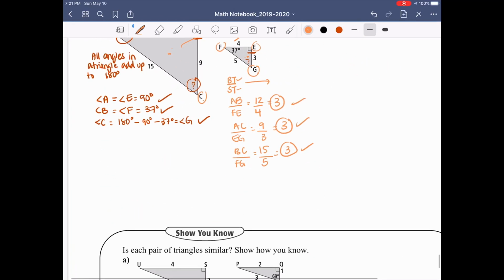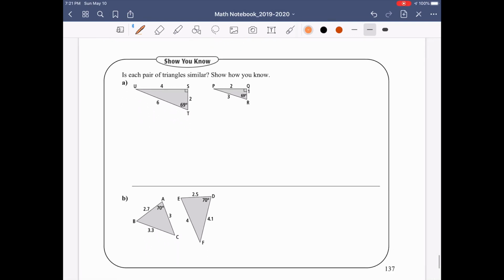Perfect. So pause the video. I want you guys to pause the video and try the Show You Know. I want you to figure out A and B, checking if they're similar to each other by checking the corresponding sides and the corresponding angles, and then come back and unpause the video to check your answer.